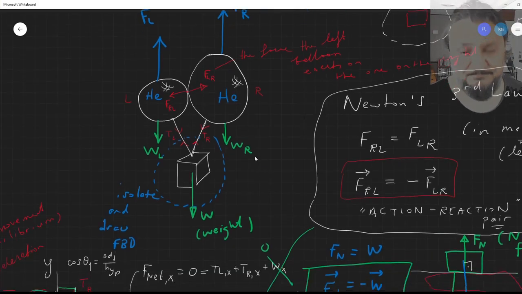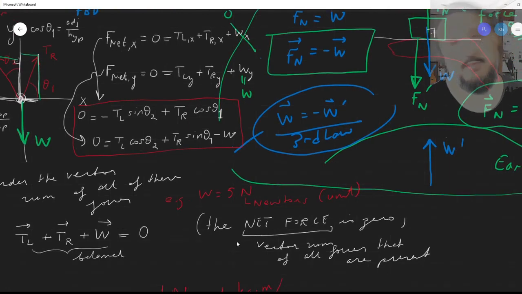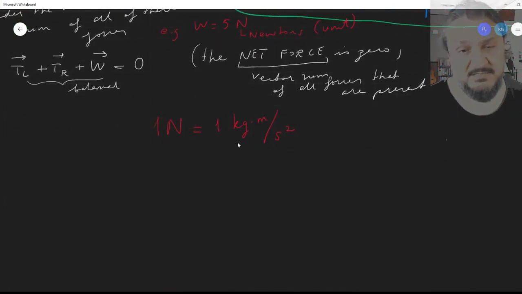Okay, so I was just talking about mass. So what is mass? All right, what is mass? This kilogram.